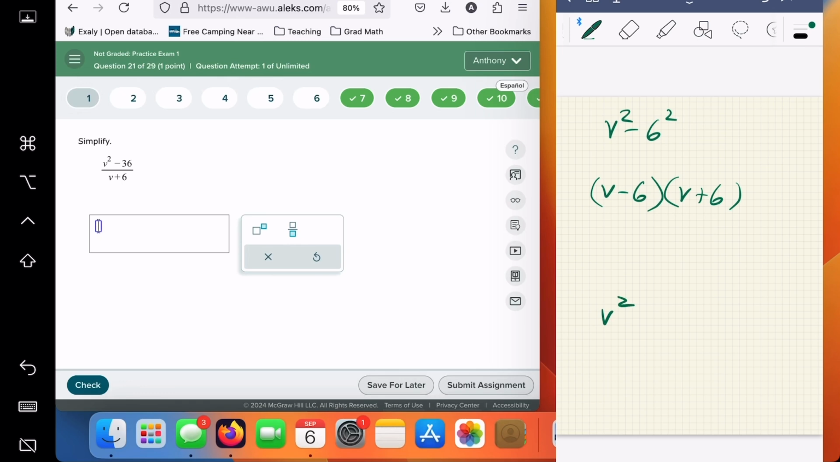And remember, you have no linear term, which means there's a 0 coefficient. And then you have a negative 36. And so you need two numbers, a and b, that multiply to get negative 36, and that add to get 0. So you can either recognize when you have a difference of squares or just do the same algorithm as before. And then it's actually really fast. V minus 6, V plus 6.